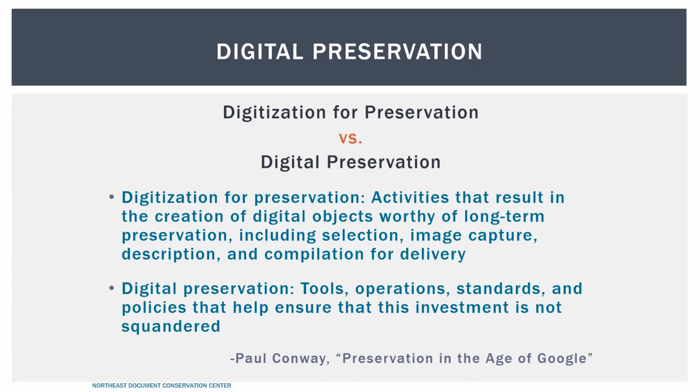If you look at Paul Conway's definitions here, you also see that they have a key element in common, and that's sustainability. Conway stipulates that digitization for preservation involves the creation of digital objects worthy of long-term preservation. So the activities associated with the creation of these digital objects are also central to digital preservation. The choices we make when selecting materials for digitization, capturing them digitally, describing them with metadata, and then packaging them for delivery to users, these choices are going to determine our ability to preserve the resulting digital objects long term.